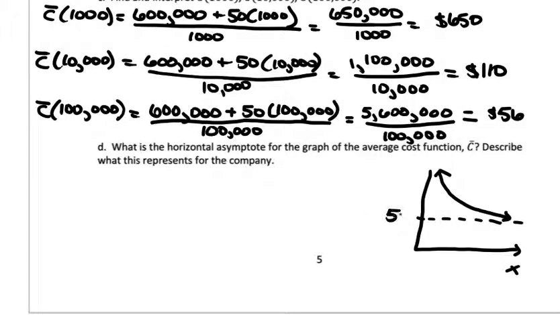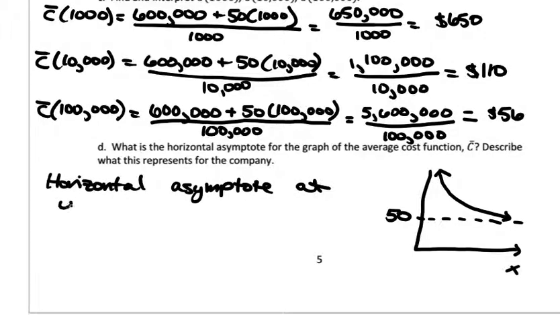So my $600,000 is going to get split up among the number of products I have. So if I have a lot of products, each product only has to bear a small amount of that cost. But each product also costs $50 to make. And so my average cost per product can't be lower than $50. So that's going to be the horizontal asymptote. As an equation, that would be y equals 50.